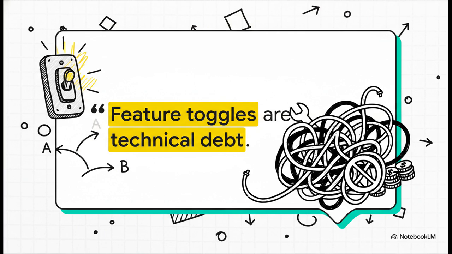The problem is, after the experiment is over, those switches often just get left behind, and every single one adds a little bit of complexity, making the software clunkier and harder to maintain over time. This is what's known as technical debt, taking a shortcut now that you know you're going to have to pay for with interest later on.